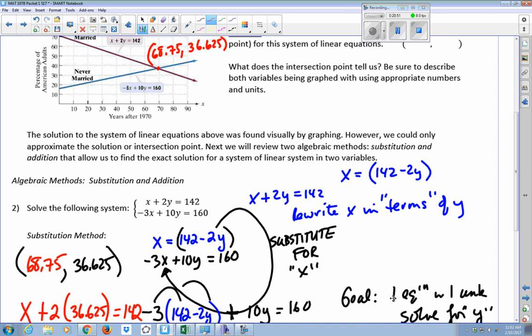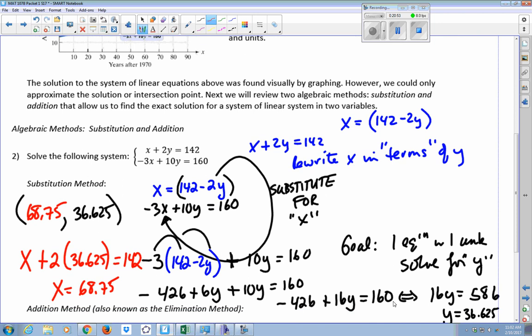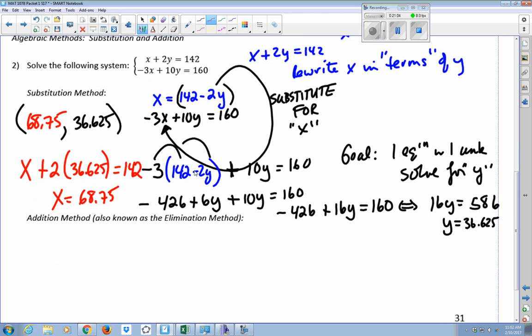All right. So that's one of the methods. And you want to use this method if you look at your variables and you see a 1, because it's pretty straight, it's pretty quick and easy. The other method has two different names. Addition, which is the process you go through in the method. The elimination method is the goal of the method.